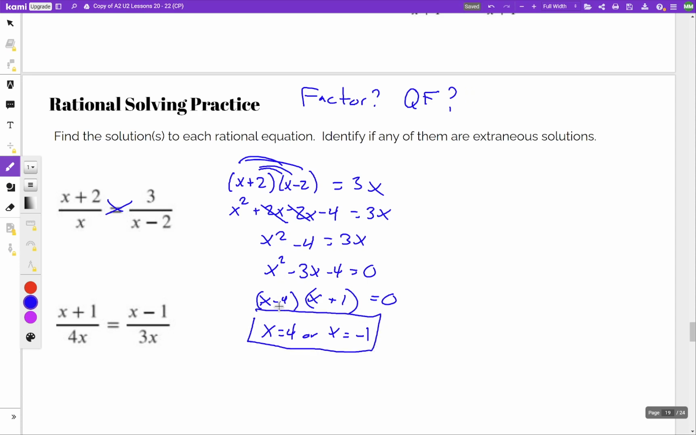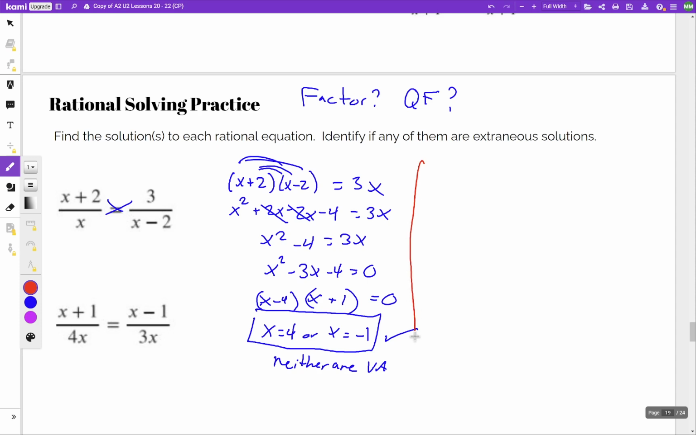So now the last thing I have to do is go back to the original expression and check. Do either of these answers make the denominators equal to 0? The answer is no. So therefore, we're good. Neither are vertical asymptotes. If we got a 0 or a 2, that would have been a problem. But thankfully for us, that didn't happen. Okay, cool. And finally, let's switch to red. Let's do the last one.